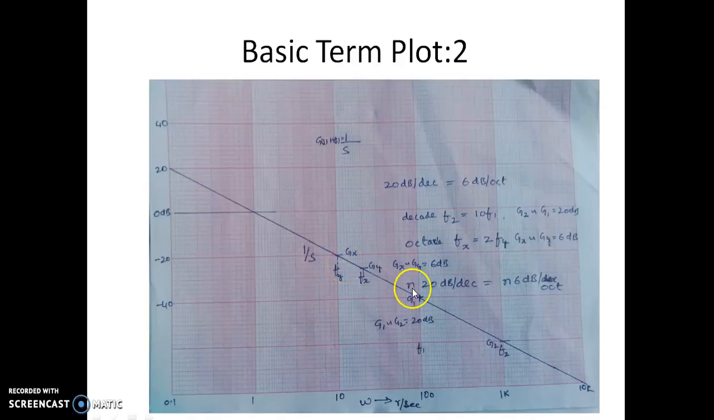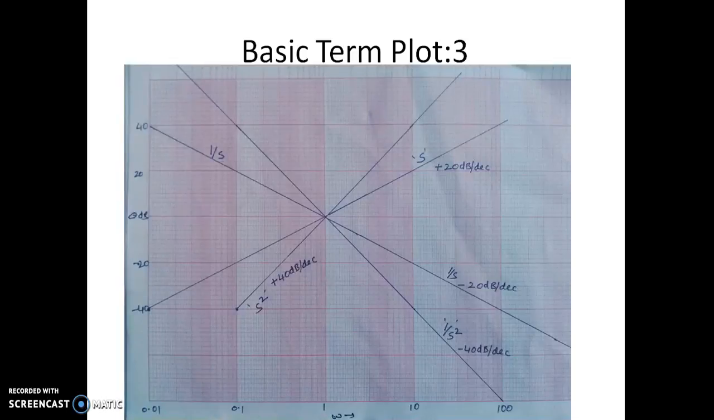And it is true for n into 20 dB per decade is equal to n into 6 dB per octave. So this is true for both plus or minus. That is, assume that plus 80 dB per decade is equal to plus 6 into 4, because 80 can be written as 20 into 4, so it is equivalent to 6 into 4, that is 24 dB per octave.